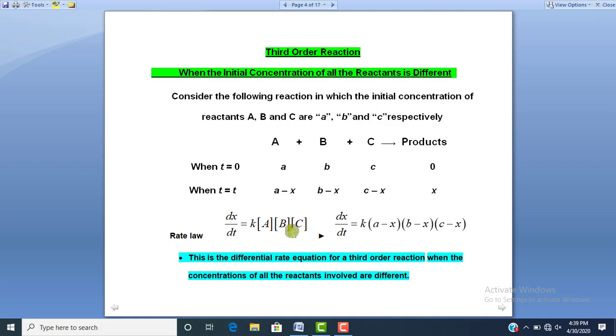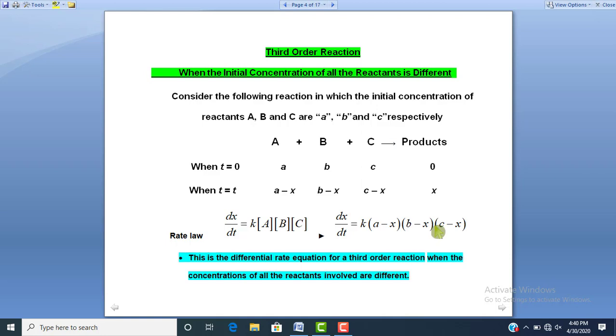Since the concentration of reactant A is a minus x, concentration of reactant B is b minus x, and concentration of C is c minus x, therefore, we can write this rate law in this form, that dx over dt is equal to rate constant k into (a minus x) into (b minus x) into (c minus x).